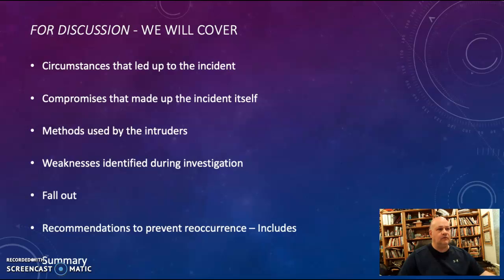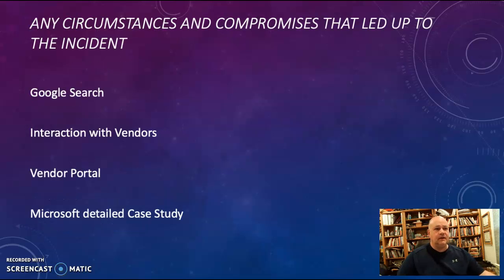Okay, so now we'll move on to the circumstances and compromises that led to this incident. We're talking about four things here: Google search, interaction with vendors, vendor portal, and Microsoft detailed case studies. Those were compromises that led to the incident. Here with Google search, reconnaissance by attackers may have included a Google search that would have supplied a great deal of information about how Target interacts with vendors. Results would have revealed a vendor portal and a list of HVAC and refrigeration companies. Obviously not something you probably want to leave in the open.